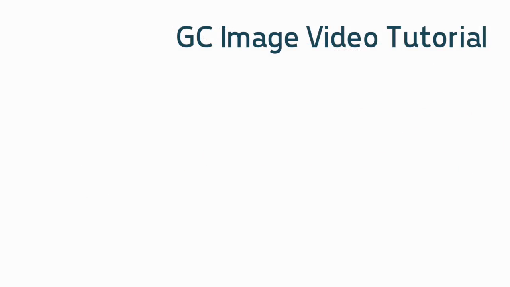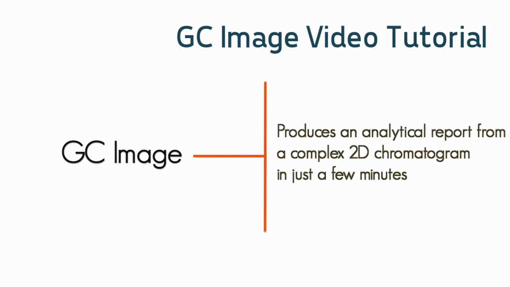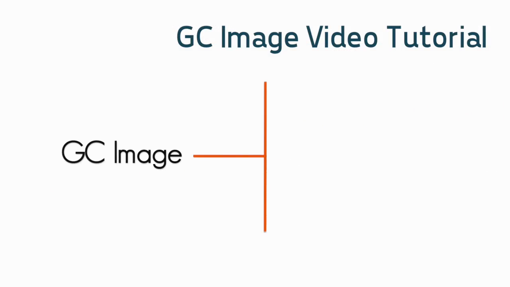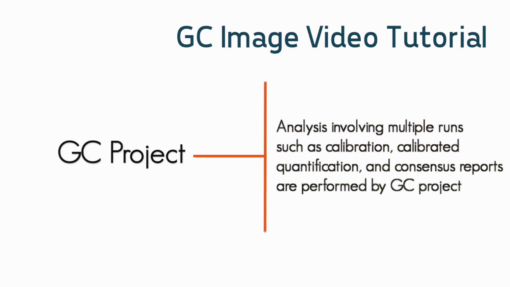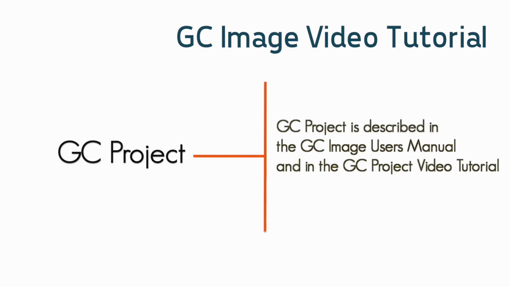As shown in this video tutorial, GCimage Software produces an analytical report from a complex 2D chromatogram in just a few minutes. Analysis involving multiple runs such as calibration, calibrated quantification, and consensus reports are performed by GC Project, which is described in the GCimage User's Manual and in the GC Project video tutorial.